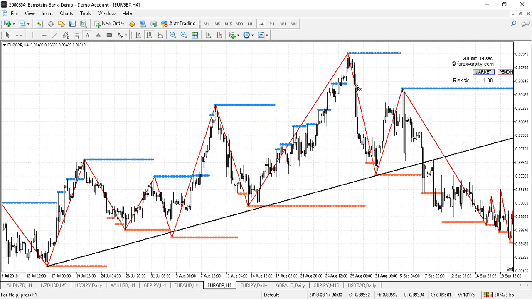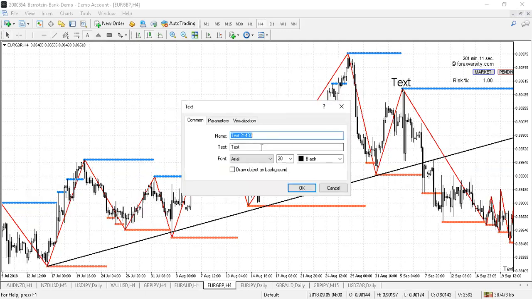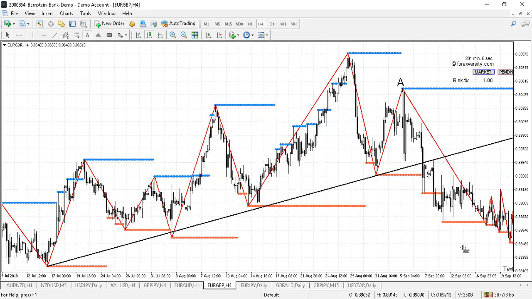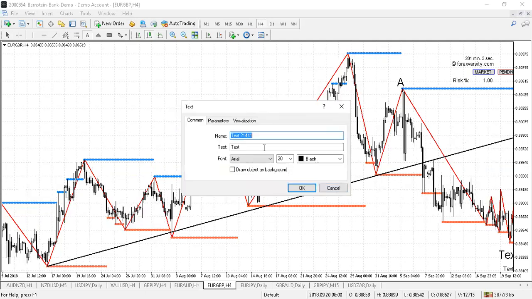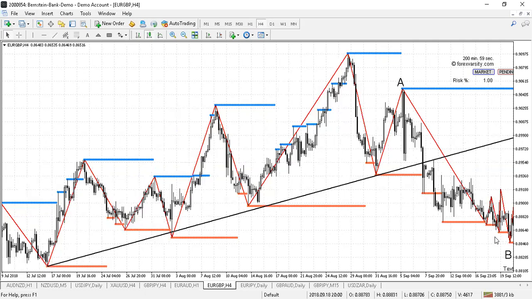So we'll just label that up. We've got an A. At that point, we've got a B down here, and we want to establish our C point so that we can perhaps look to place a trade.